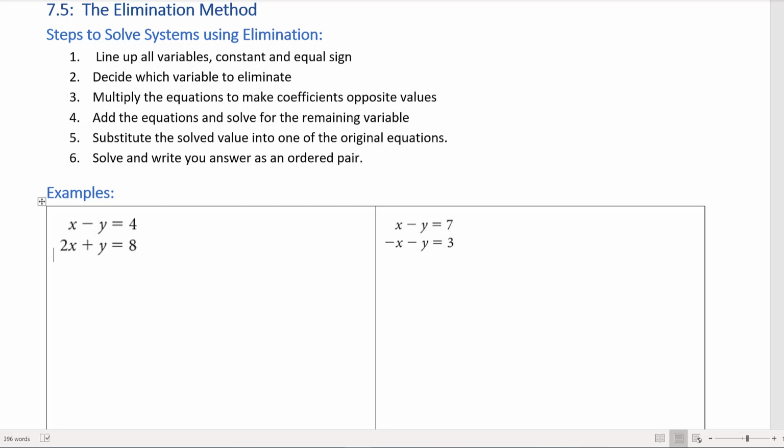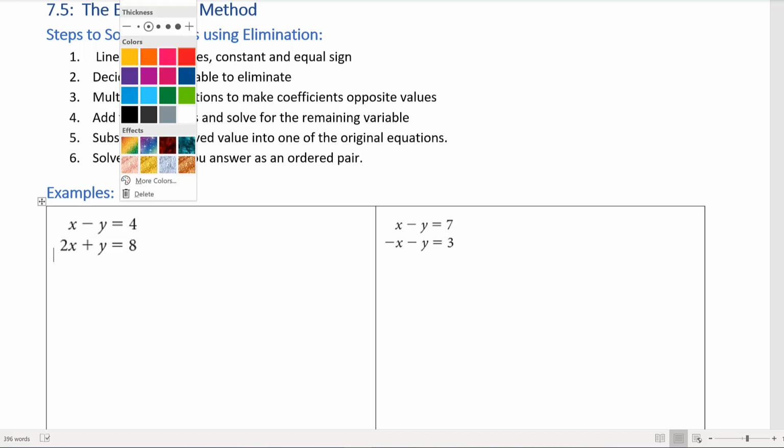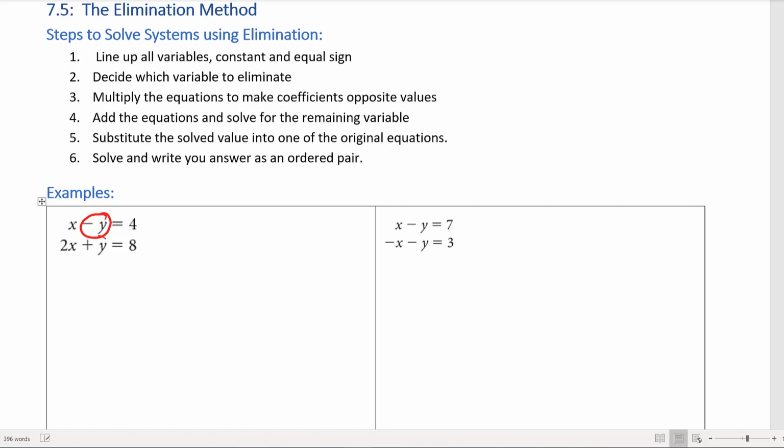So step 1, make sure all the variables are lined up. And step 1 is done for our first example. The x's are on top of each other, the y's, the equals, and the numbers. Step 1, done. Step 2, decide which variable to eliminate. I am going to suggest that we eliminate the y's. And the reason I want to eliminate the y's is because we have a positive y and we have a negative y. And they are already opposite values, which we need for step 3.